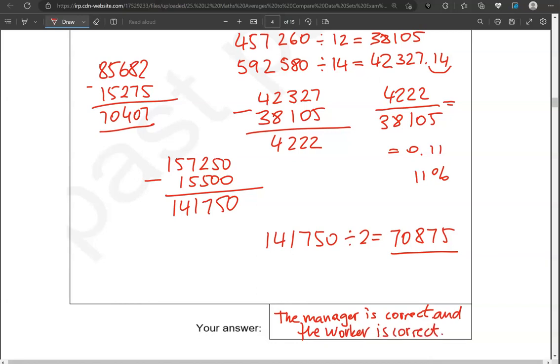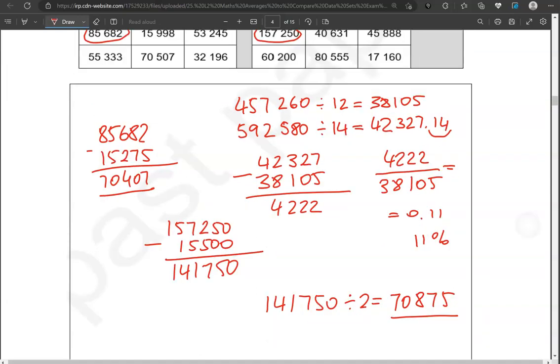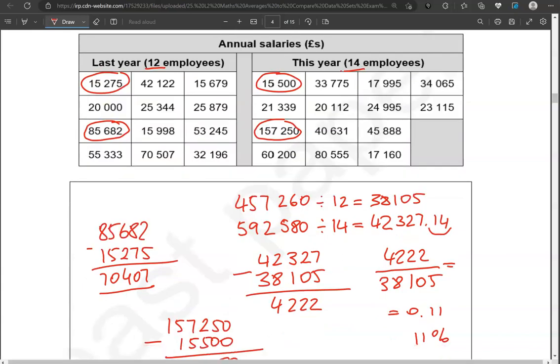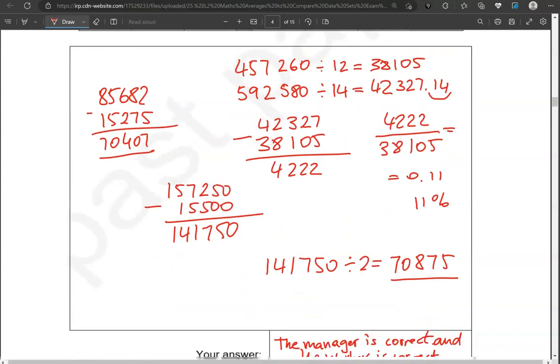Because although the mean has changed, it has increased, it's likely caused by this very high salary, which is 157,250. So that's impacting the mean, but also the range too. So it doesn't necessarily mean that on average these people earn a lot more than they used to.